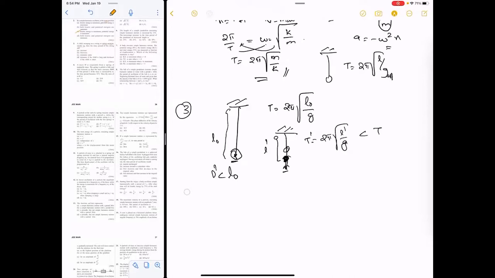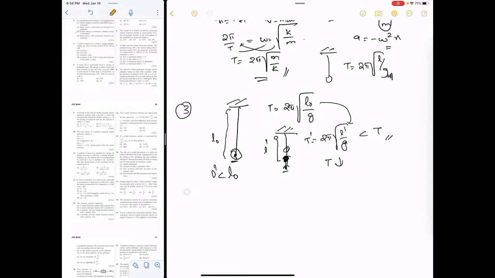Now, is this smaller than T or not? Because L dash is less than L naught, T dash is less than T. So the time period decreases.